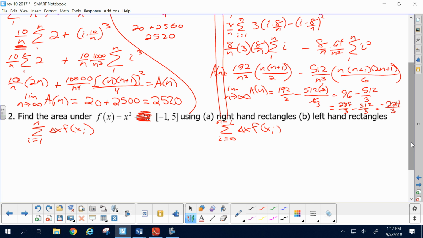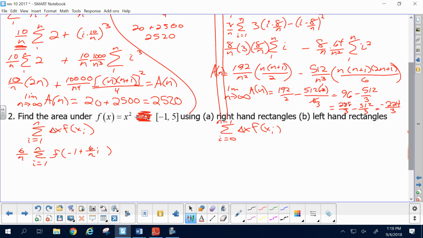Now, a lot of the work is going to look exactly the same. I could put a delta x in. What's delta x in this case? 6 over n. Each base would be 6 over n. What's going to go into the function? x sub i will depend on our starting point plus how many deltas over. So x sub i is negative 1 plus 6 over n times i. Okay? That would be the same as over here. We'll talk about that in a second.